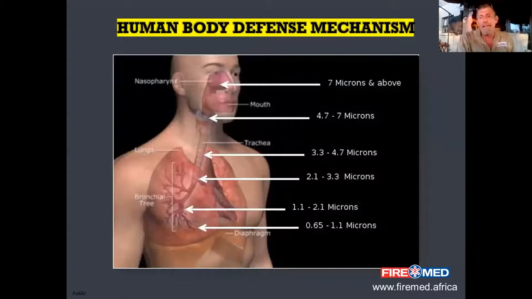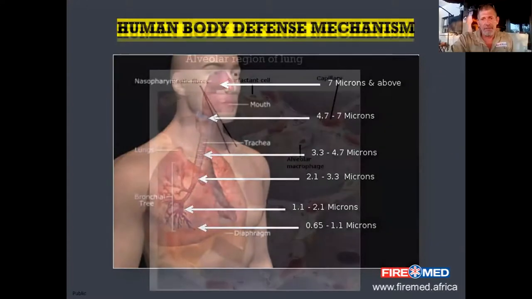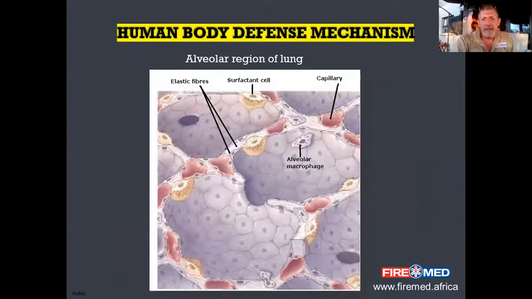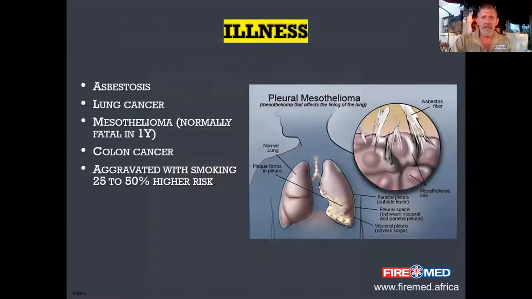Now, if we have a look at this here, we should only be able to inhale anything that's smaller than 0.65 to 1.1 microns into the alveoli. But you can see that as it gets smaller, it gets deeper into the lung. And obviously, the bigger it is, it's just going to get trapped in the nose, and when you blow your nose or your nose runs, it's going to come out. If we have a look at the alveoli, we've got to understand that these are elastic. They're very flexible. They need to move. And our gas exchange takes place there. So we breathe in fresh air, and the gas exchange for oxygen and CO2, the byproduct, happens inside the alveoli.